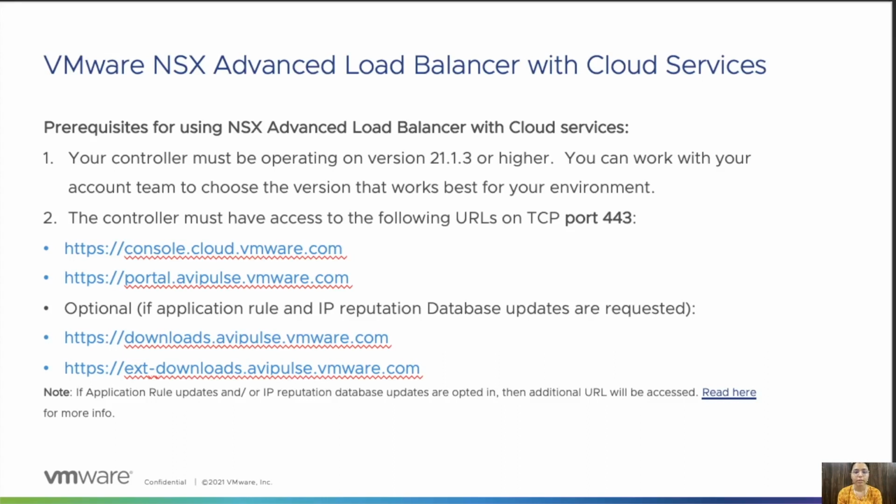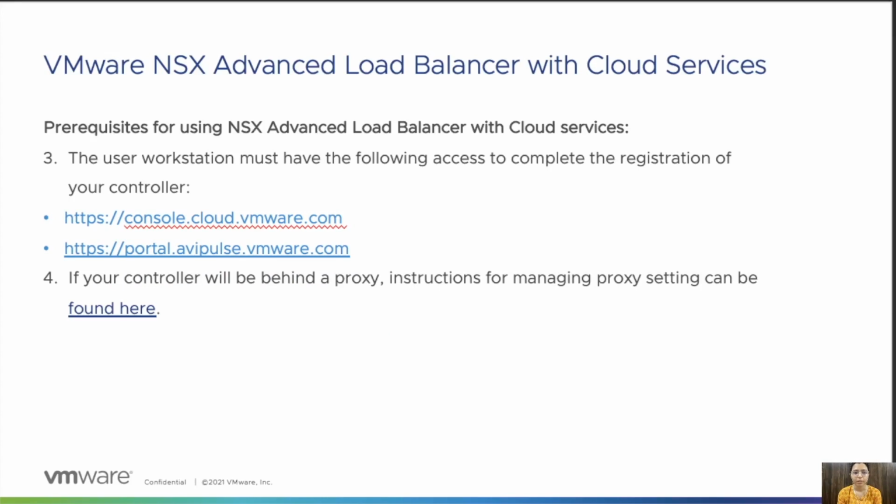The second prerequisite is that your controller must be granted access to the URLs mentioned on your screen over port 443. Additionally, if you will be opting in for application rule and IP reputation database updates, you also need to grant your controller access to the URLs mentioned on your screen. Please note that all of these URLs will also be mentioned in the description box.